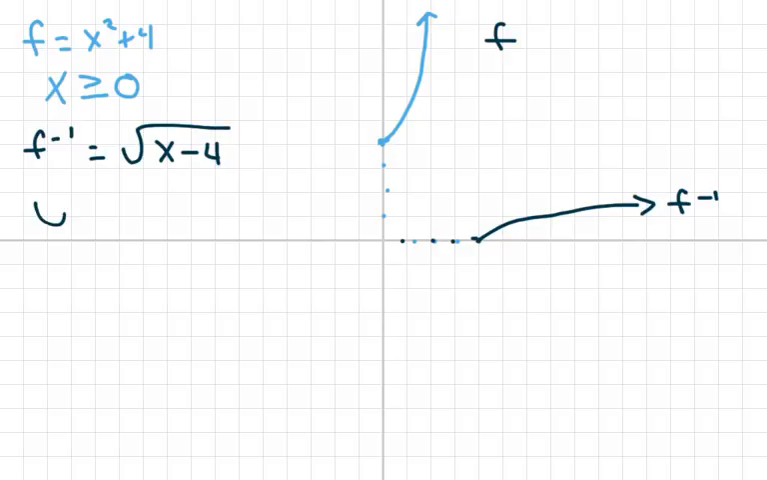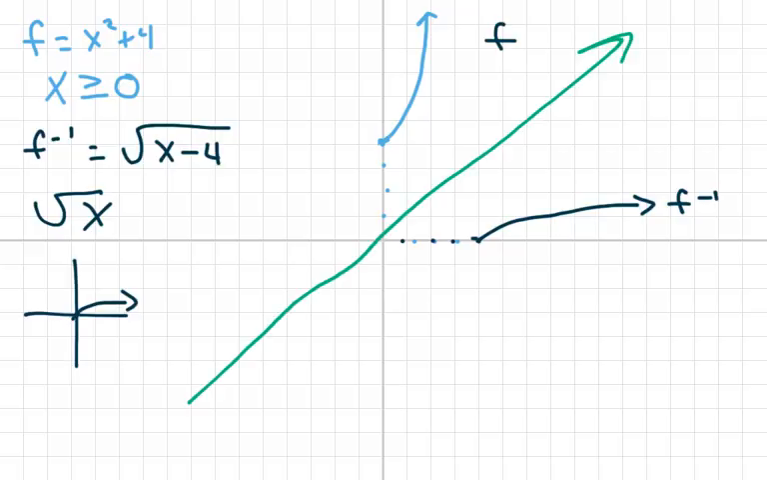You should know what the square root of x looks like. You know, the square root of x usually looks like this. It has to be bigger than or equal to 0. So now when you draw your y equals x, something like that, it should reflect over that. Okay.